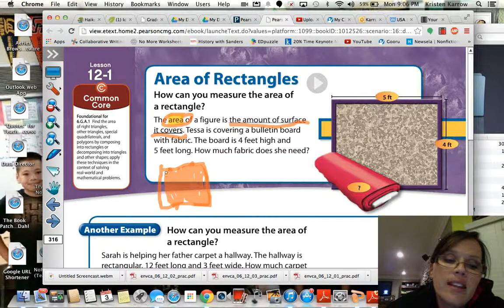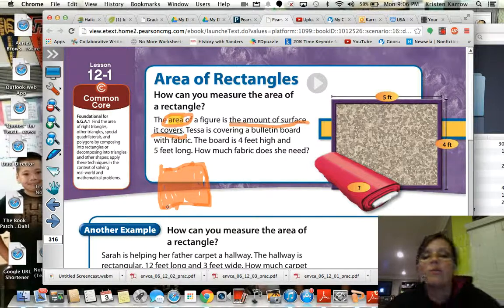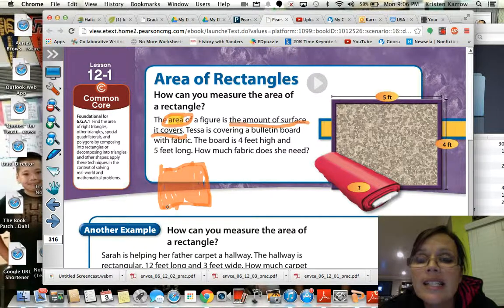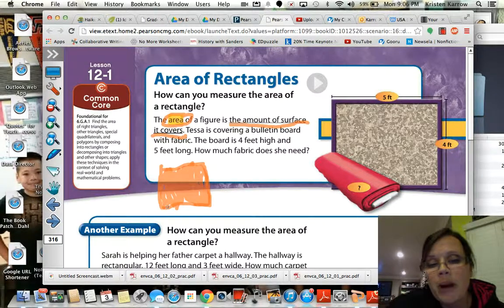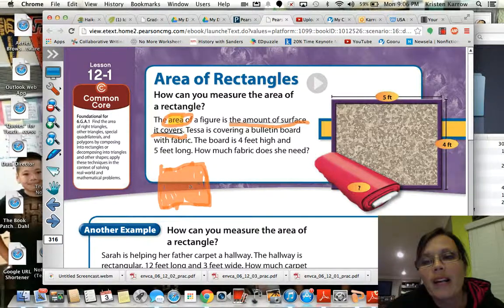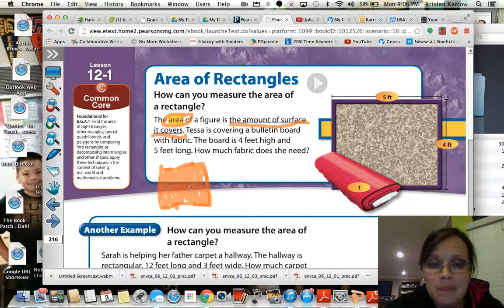Because of this, when we talk about area, we are going to talk about units squared, because anytime we talk about what's inside the field or what's inside a shape, we talk about it in square units, and we'll get into that more later.